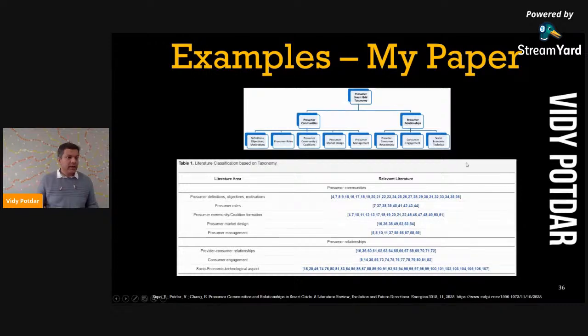So this framework translated into a table looks like this. On the left, you can see all the different items, or the categories, from here. And on the right side are the papers that belong to each category.